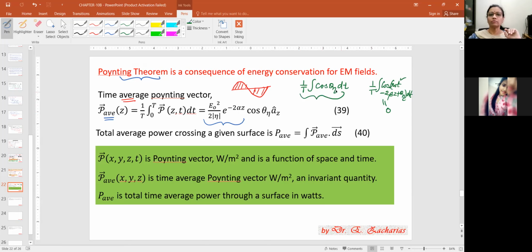But come to this first term. Theta eta is a constant, so cos theta eta is going to be a constant. When you do this integration, you will get 1 by T into T, and this cos of theta eta will be a constant that comes out. So you will just get cos theta eta. That's what you are seeing here.